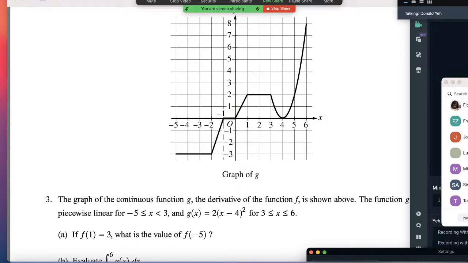Now, why did I go over this question? This question is on MCQ and FRQ, and we're going to talk about it in different cases.